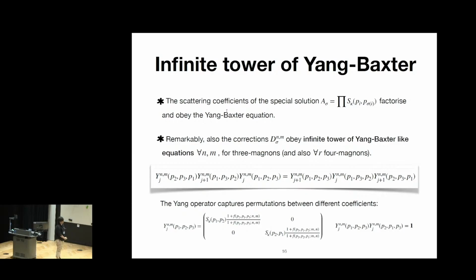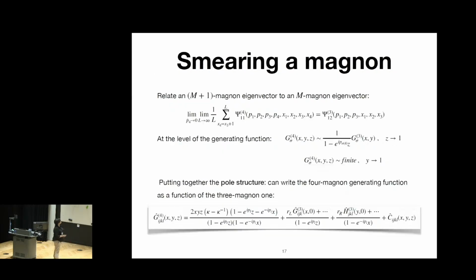This Y is an object that you could define as the Yang operator. It's the thing that appeared in the very first paper that Yang wrote. And I write it here. I don't really want you to look closely because it's too much. And it's also unitary. But we have this infinite tower of equations. This is not magic. There is a reason, right?